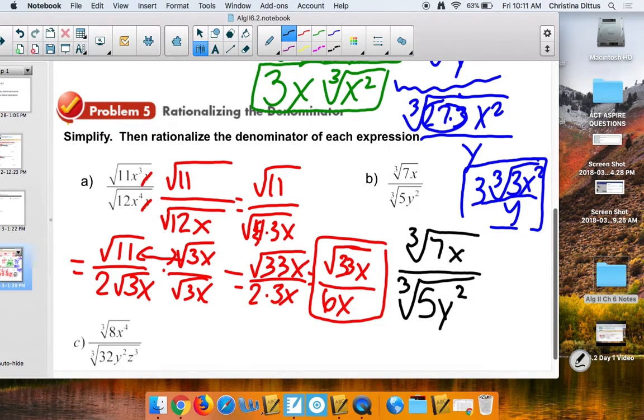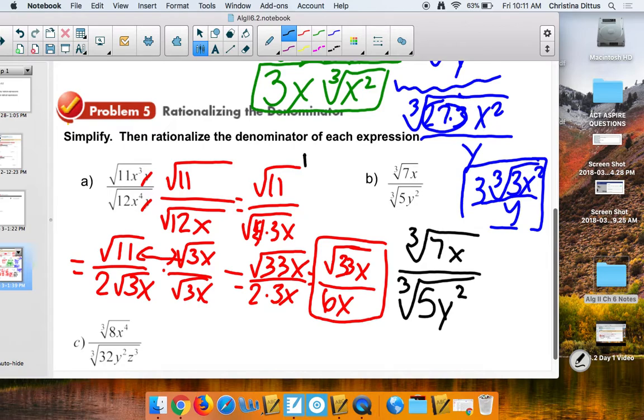Caleb, did you have an idea? 5 times 5 would be 5 squared. What about... I want 5 to the third, right? 25, because 5 times 25 gives me 125, which is a perfect cube. Okay, so we're going to multiply.